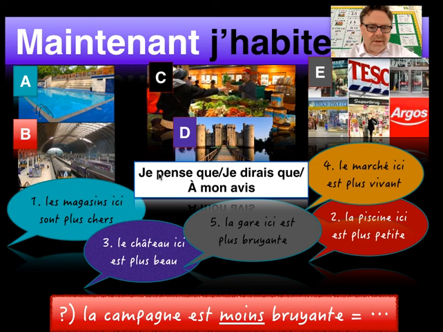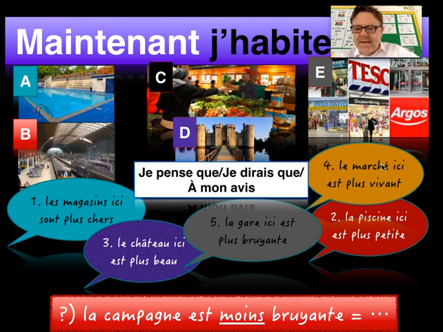And then you say what you think of things in Basingstoke. Je pense que, I think that. Je dirais que, I would say that. À mon avis, in my opinion. Les magasins ici, the shops here, sont plus chers, are more expensive. So a comparison to perhaps the shops where you were before. Le château ici, the castle here, est plus beau. The castle here is more beautiful. La gare ici, the train station here, est plus bruyante. The train station here is noisier, literally more noisy.